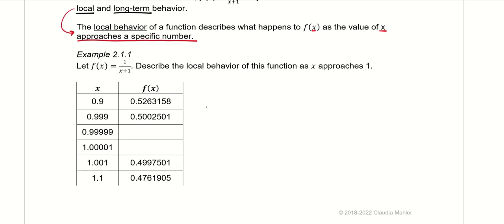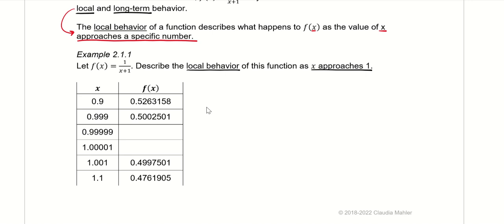So let's again look at this function. f of x equals 1 over x plus 1. We want to describe the local behavior of this function, which means we want to describe it as our variable x approaches a certain number. And in this case, we want to describe its behavior as x approaches 1.